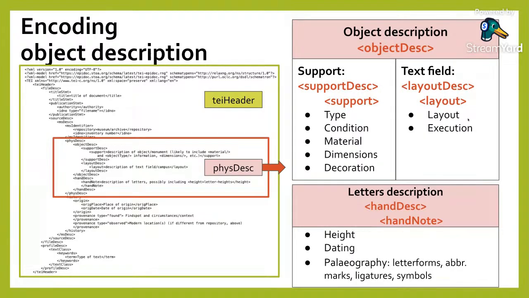Then we have information about the text field, which is what the layout of the text is, what the execution is, whether it is inscribed or graffitied. And then we have proper description of the actual letters, so their dimensions and what their forms might be in case this is relevant for our edition. And what types of abbreviation marks and ligatures and symbols are used there, because this could also give us a lot of information for the object that is being investigated.